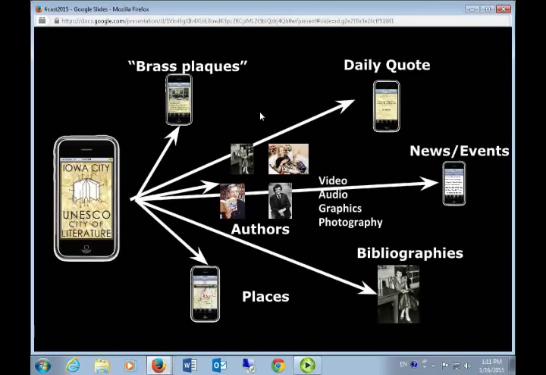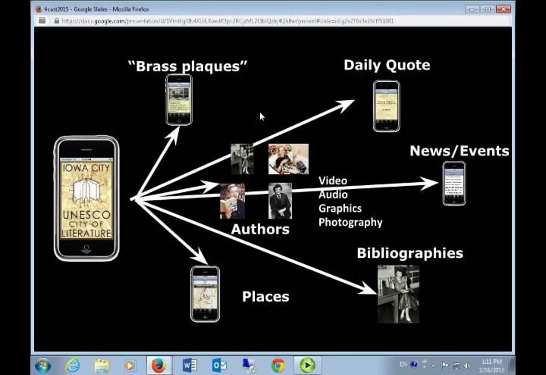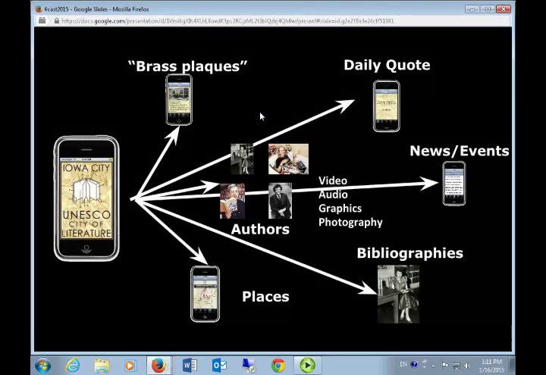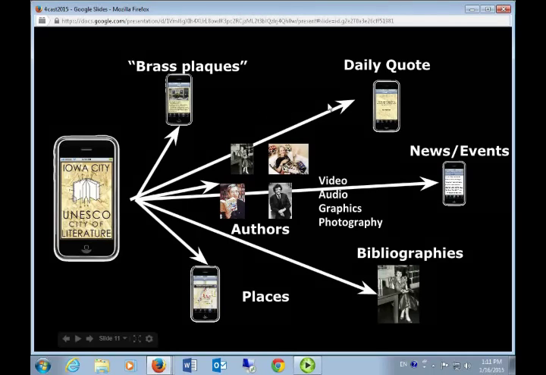This is extended into a project called Local Heroes, so that cities not known for literature, maybe they're known for something else. Artisanal cheese. There could be a City of Cheese app.